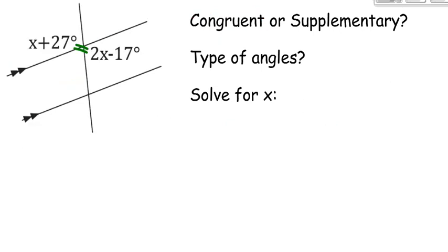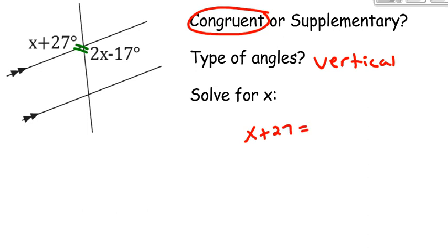All right, so here we go. These are vertical angles, which means they are equal to each other, which makes them congruent. So again, x plus 27 has to equal x minus 17, and then you can go ahead and do the math and figure it out.